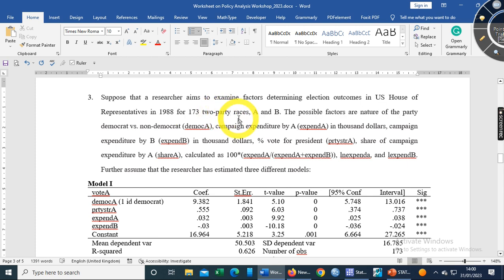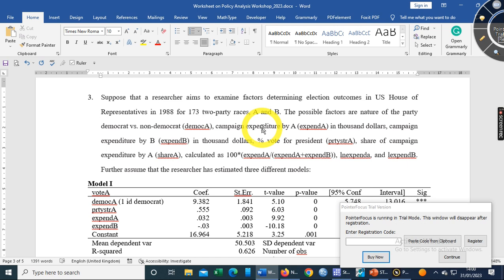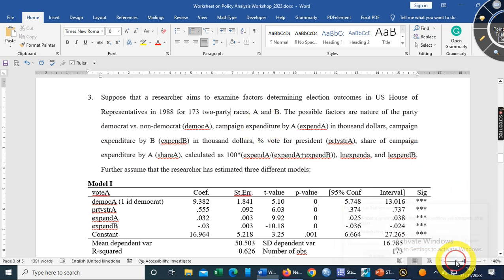ሁለት ፓርቲዎች መካከል የተካሄደ ፉክክር ነው። ኤ እና ቢ ናቸው። The possible factors are the possible determinants are nature of the party, meaning whether the party is Democrat or non-Democrat, and we capture it using this variable, Democ A. Campaign expenditure by party A, expend A is the variable. Campaign expenditure by party B, expend B.